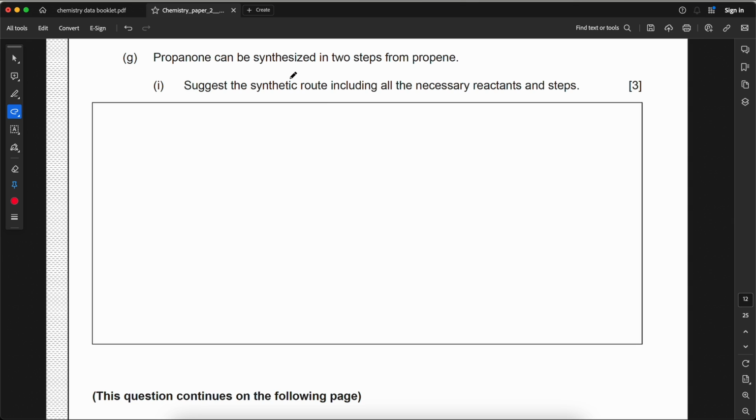Propanone can be synthesized in 2 steps from propene. So let's start from propene.